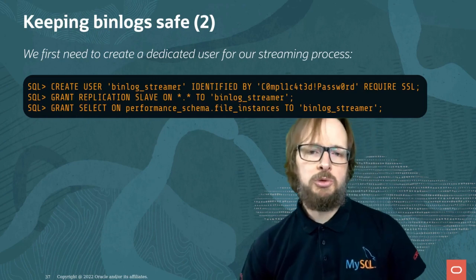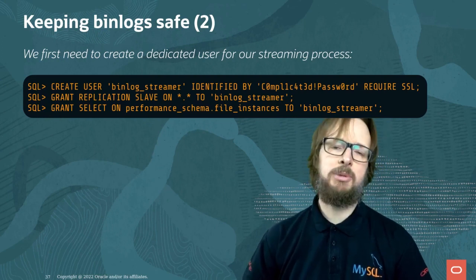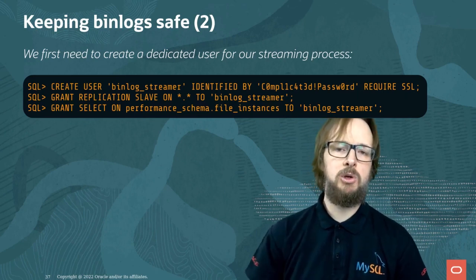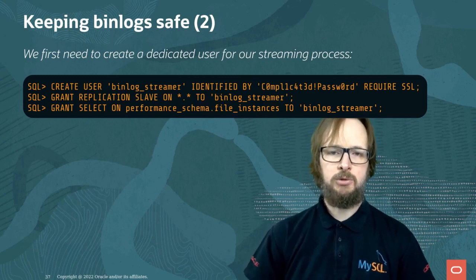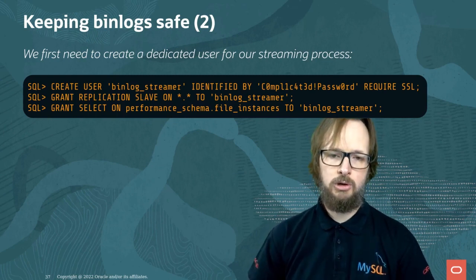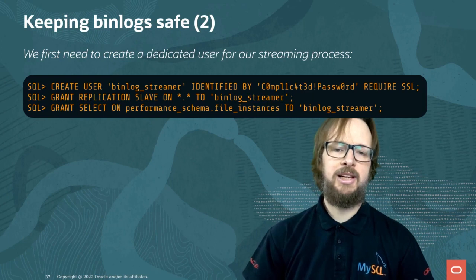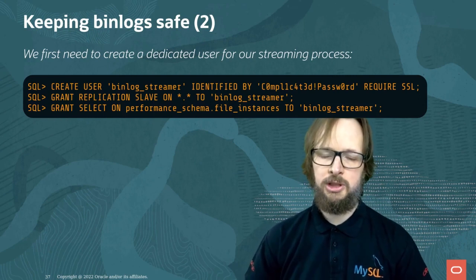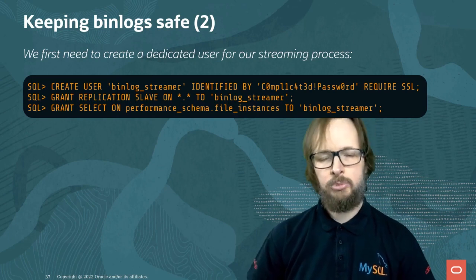So now we need to create a dedicated user for the streaming process. I always recommend that every application has its own user, to not use root every time, and so on. So we're going to create a user. I will call it binlog_streamer. I will identify it by its own password. I will require SSL to encrypt the communication. I will grant REPLICATION SLAVE on every table for that user. And also I will allow the user to read performance_schema.file_instances. This is for a script I use to find what is the last binlog we need to restore to start streaming from, in case there was a network issue or the process has been restarted.